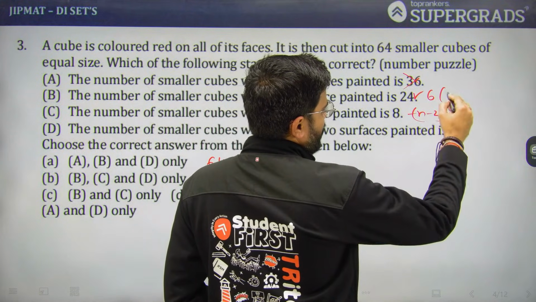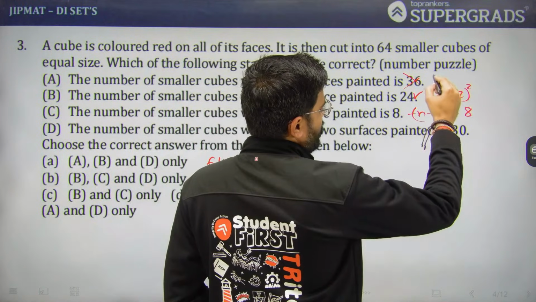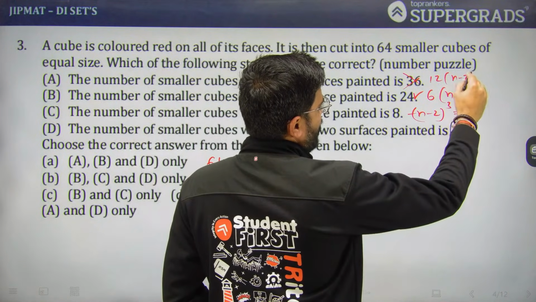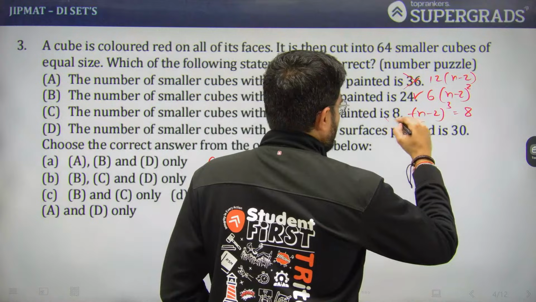This is 6 into n minus 2 whole square. Memorize these formulas. This is 12 into n minus 2. So this is also correct.